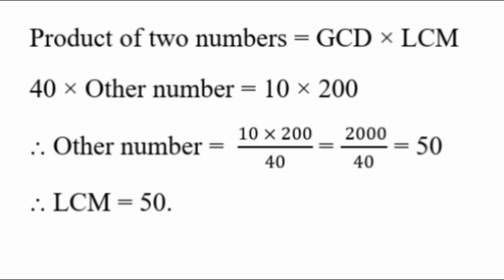Now the other number is equal to 10 multiplied by 200 divided by 40, that is 2000 divided by 40. 0 and 0 get cancelled, and if we divide 200 by 4, then we get the answer as 50, and hence the other number is 50.